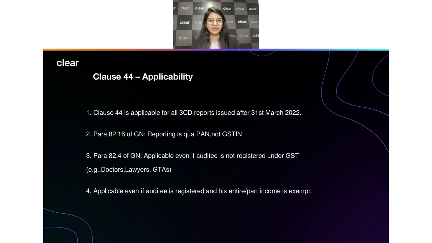And why is it not even dependent on that? This is a very simple thing. They are talking about expenditure. They're not talking about the sales part over here, right? When they're talking about expenditure, irrespective of whether I'm registered under GST or not, I may always purchase something either from a registered person or from an unregistered person. So here we don't have to care about whether I'm registered under GST or not, right?